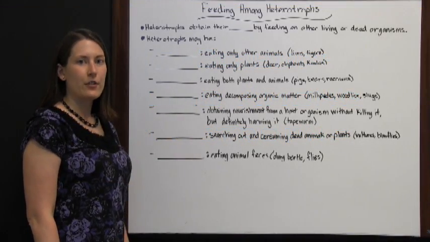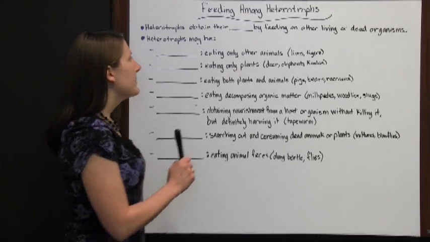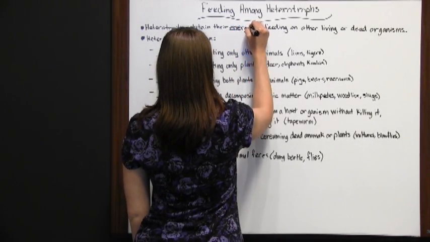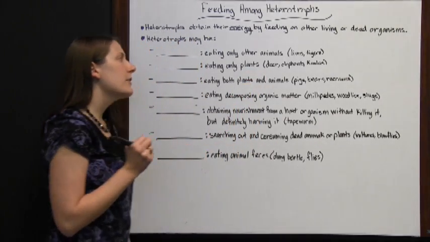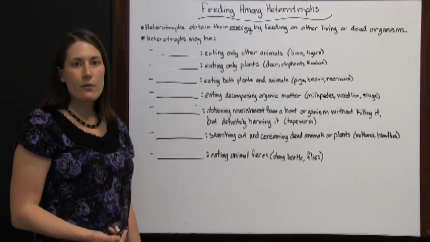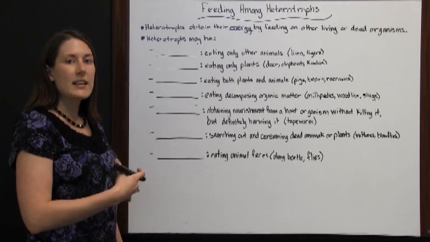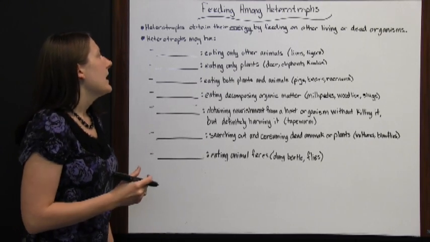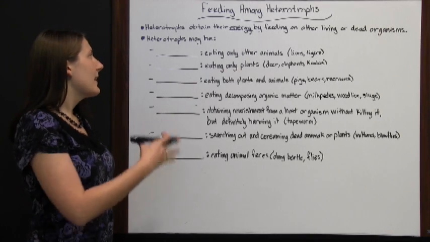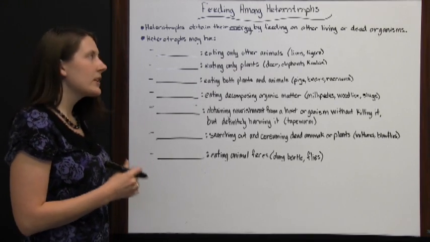Feeding among heterotrophs. Heterotrophs obtain their energy by feeding on other living or dead organisms. So heterotrophs cannot create their own nourishment. They must get it from other organisms. And there are lots of different ways that they do that, and the ways that they do that classify them as certain types of organisms.